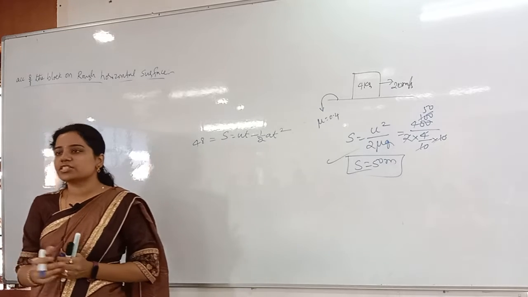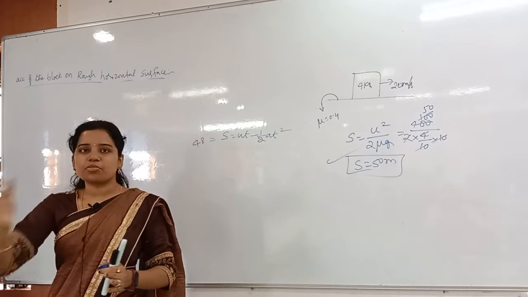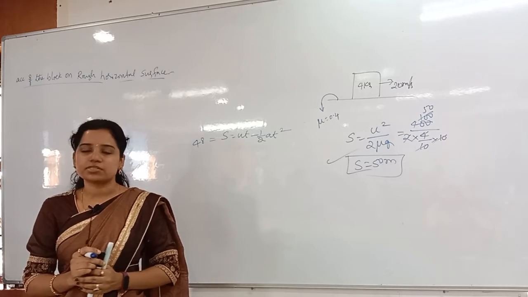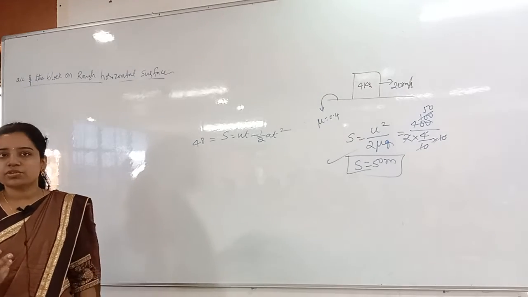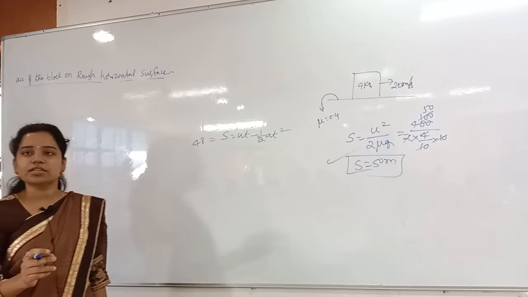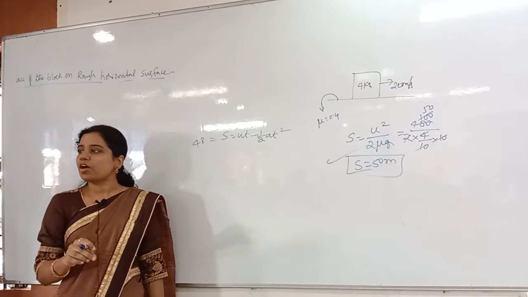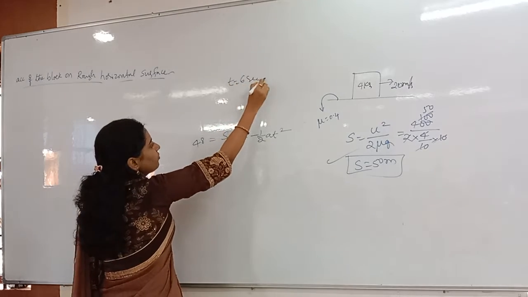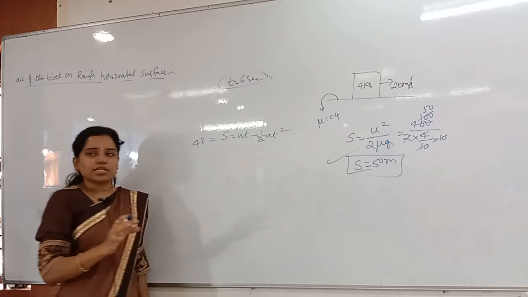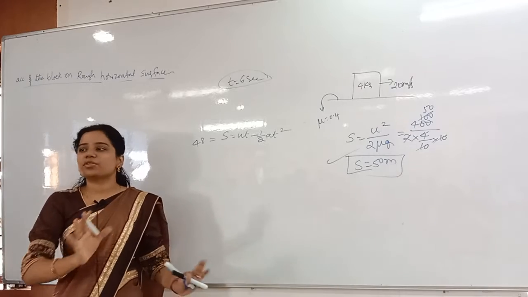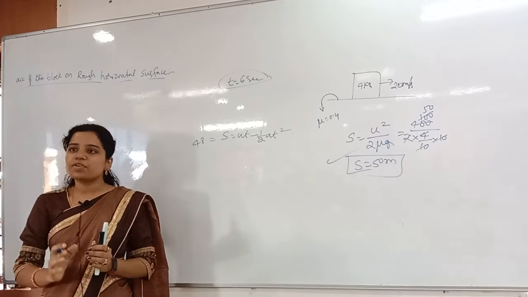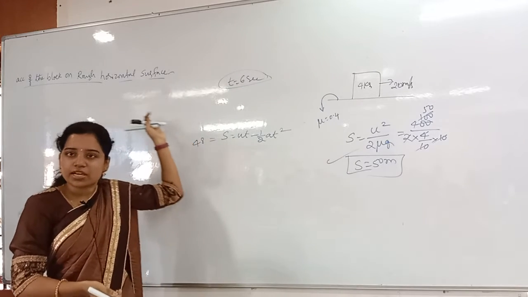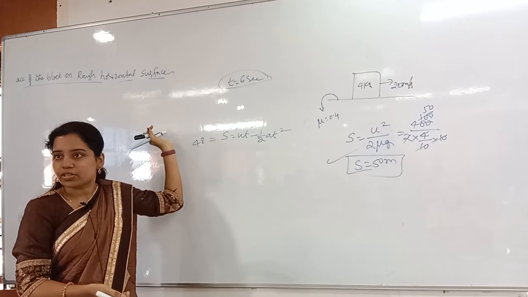We generally measure the distance only after the body stops, no? Whenever the body stops, then we measure the distance. Here you have to find out the distance after how many seconds? t equals 6 seconds. First of all, let us find out whether the body will stop at 6 seconds, or 4 seconds, or 3 seconds. Okay?